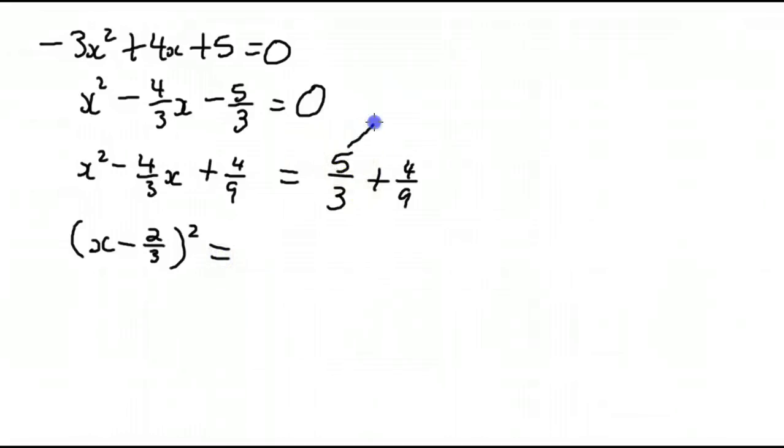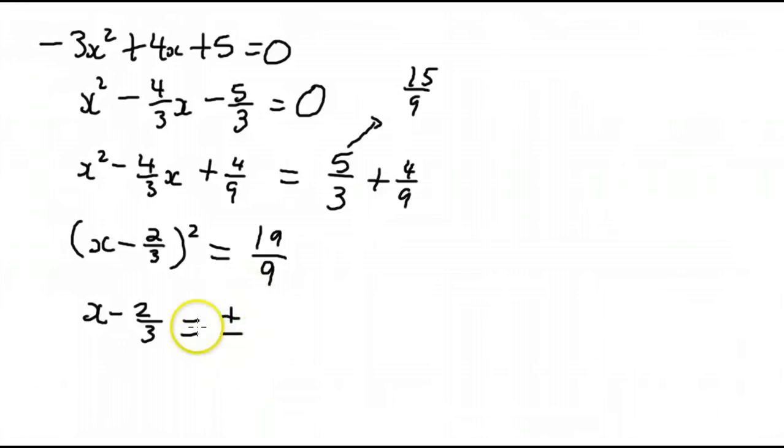And 5 over 3 is the same as 15 over 9. So this side is 19 over 9. Now to solve, we use the square root principle, which says take the square root of both sides. The square root of this is x minus 2/3, and that's plus or minus, right? Very important, always plus or minus. Root 19, I'm not going to write this as the root of 19 over 9. Since 9 has a square root, I'm just going to write that as root 19 over 3.